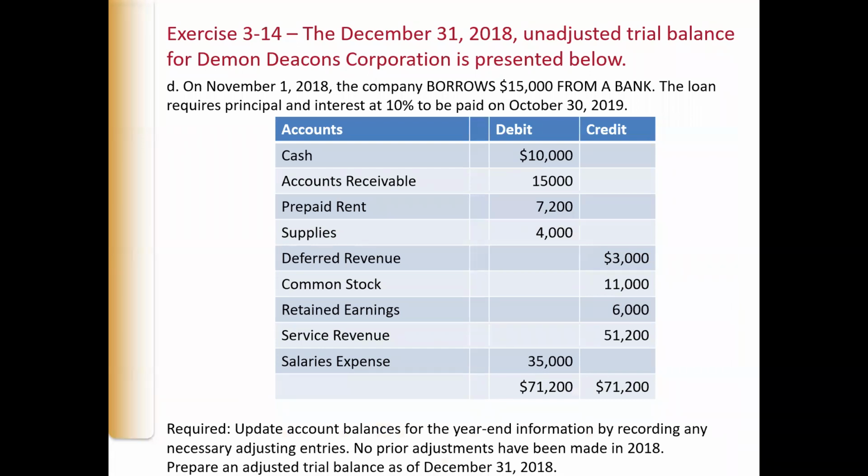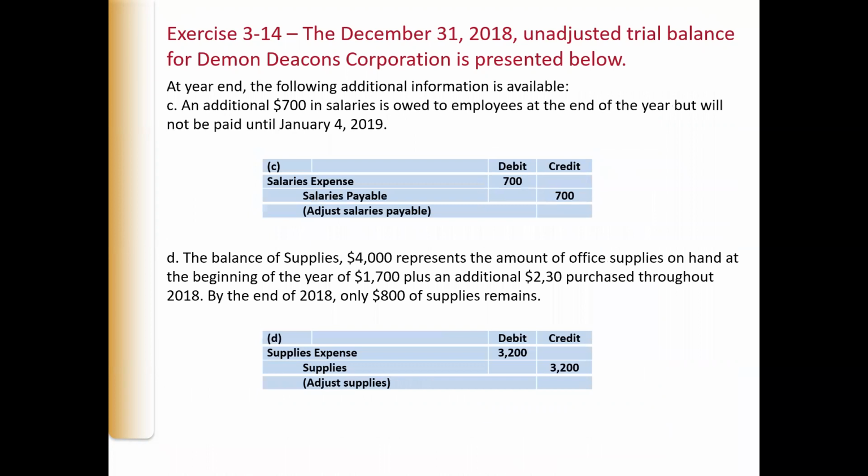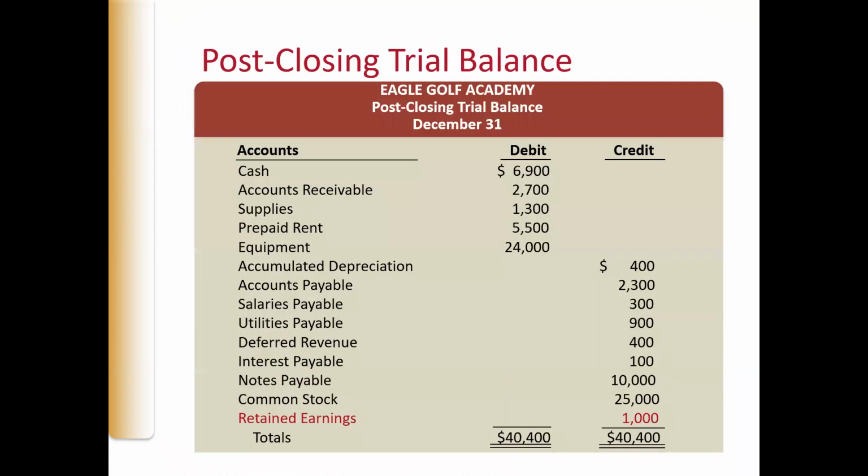Okay. Here we have, on November 1st, the company borrows $15,000 from a bank. The loan requires principal and interest at 10% to be paid on October 30th. We're not going to create an adjusted trial balance because we did that last week. Don't need that.